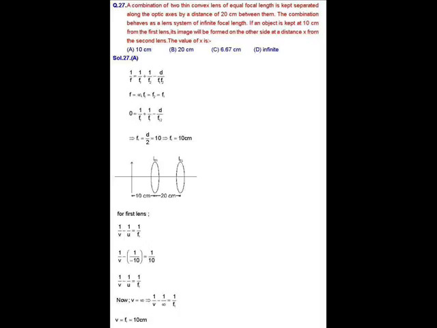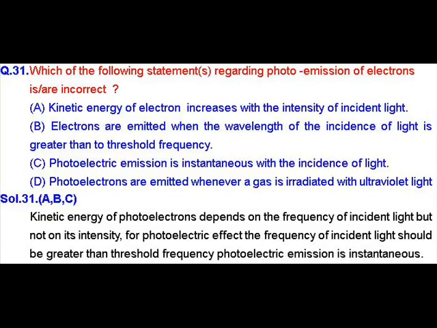MSQ question number 31. The concept of photo emission of electrons is that when ultraviolet radiation falls on a metallic plate, electrons are ejected from the surface. The phenomenon of emission of electrons on shining light on metallic surfaces is known as the photoelectric effect. The main results of the photoelectric effect: first one, electrons are ejected from the metal almost instantaneously, say within 10 to the power minus 9 seconds, however weak be the source.